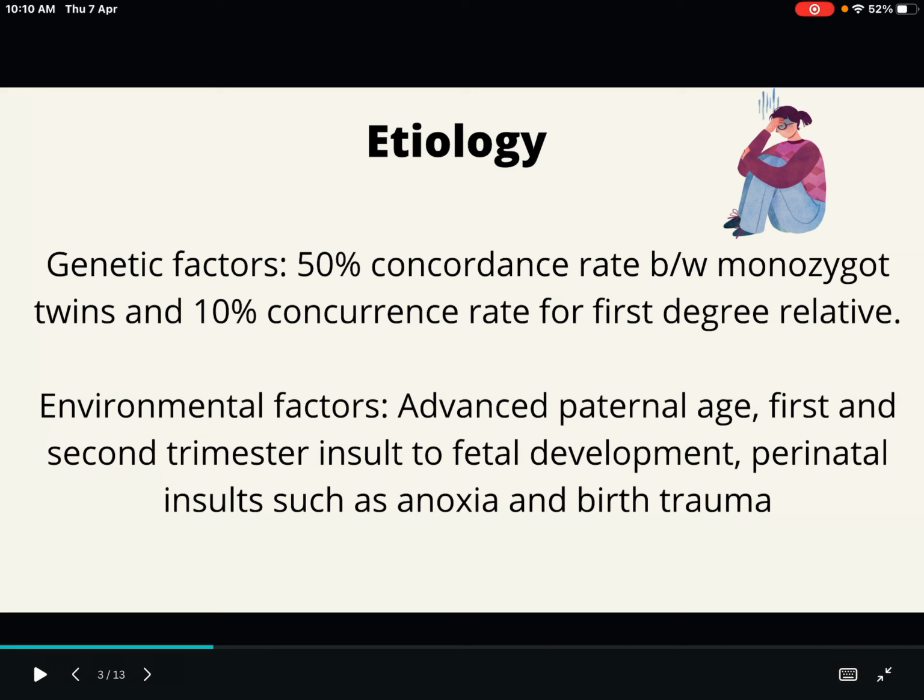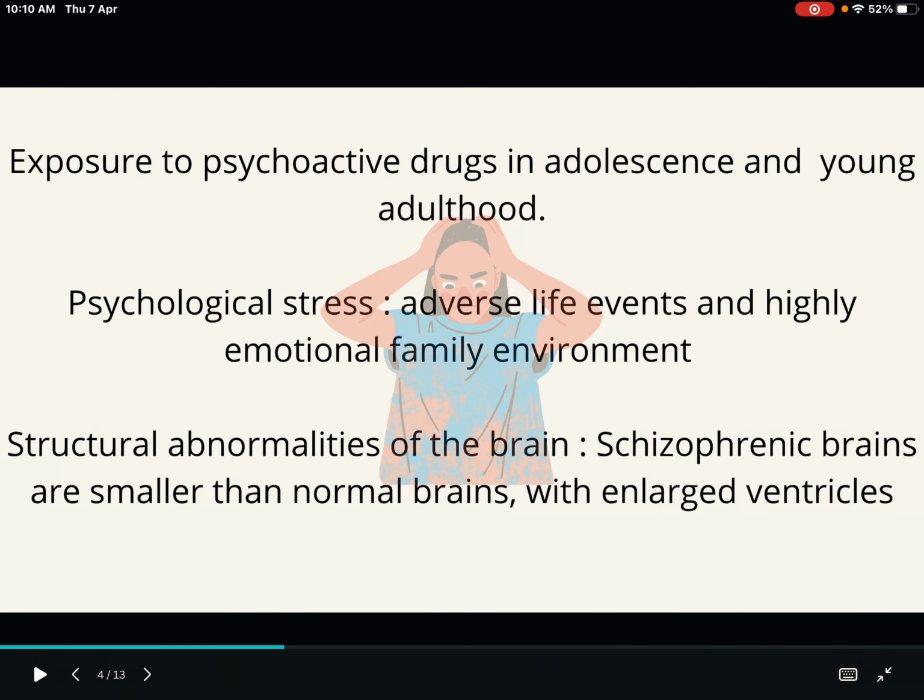And what are the environmental factors? The first one is genetic factors and the second one is environmental factors. What are they? Advanced paternal age, not maternal age, it is paternal age. First and second trimester insult to the fetal development, any anoxia, lack of nutrition, any trauma, and then perinatal insult such as anoxia, birth trauma, etc. So etiology: genetic factors, environmental factors.